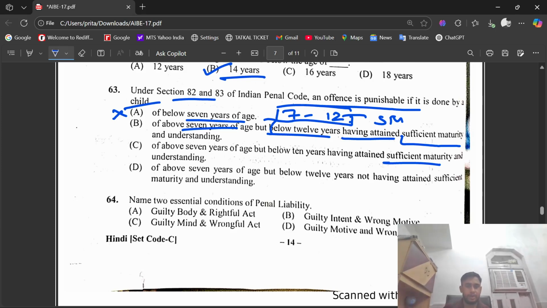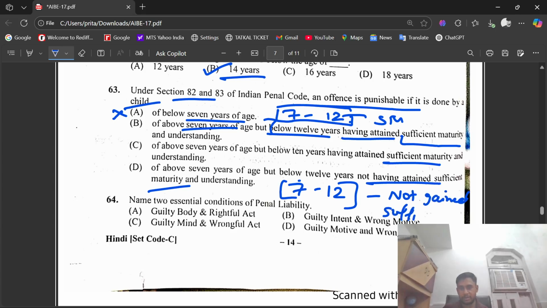The last option is option D, that above 7 years of age but below 12 years not having attained sufficient maturity. अब इसमें भी above 7 year है and 12 years है, but difference क्या है कि इसमें sufficient maturity उसने gain कर ली थी, इसमें नहीं की है, not gained sufficient maturity. तो ये भी नहीं होगा, ये भी नहीं होगा. Right answer will be option B, that is of above 7 years of age but below 12 years having attained sufficient maturity and understanding.